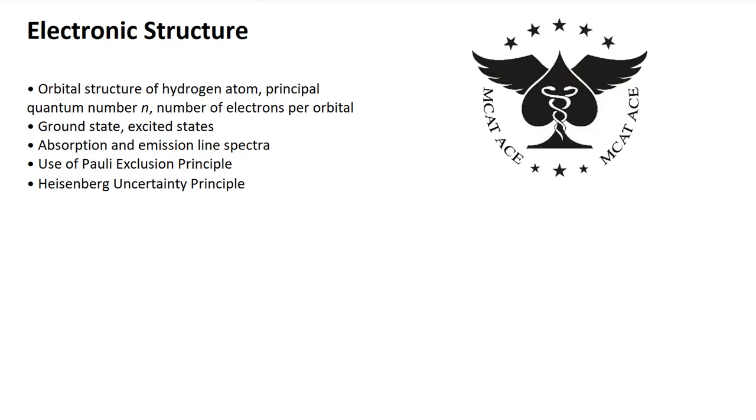I will then introduce various quantities associated with this quantization, for example, the principal quantum number n and the number of electrons per orbital. I have already discussed the ground state and excited states of electrons in an atom, and I will continue this discussion with an emphasis on the resulting absorption and emission spectra. I will then finish this video by discussing two principles related to quantum physics that you need to know for the MCAT. That is, the Pauli exclusion principle and Heisenberg's uncertainty principle.